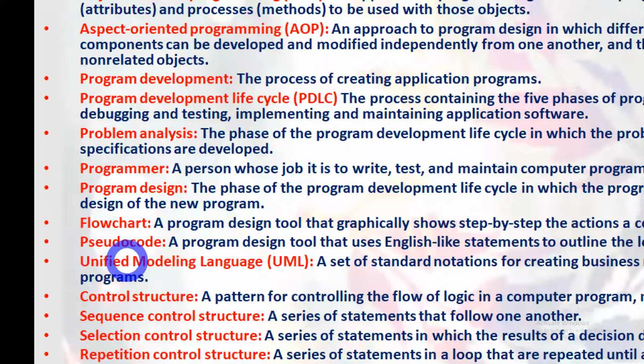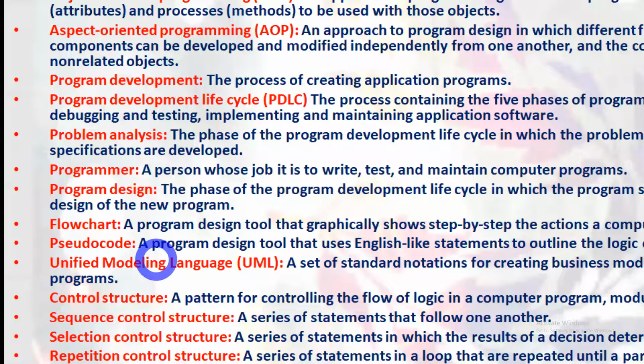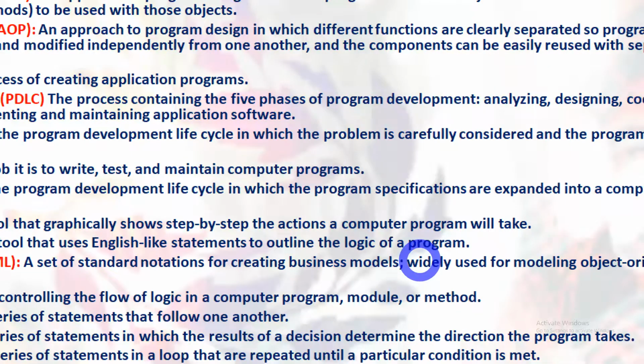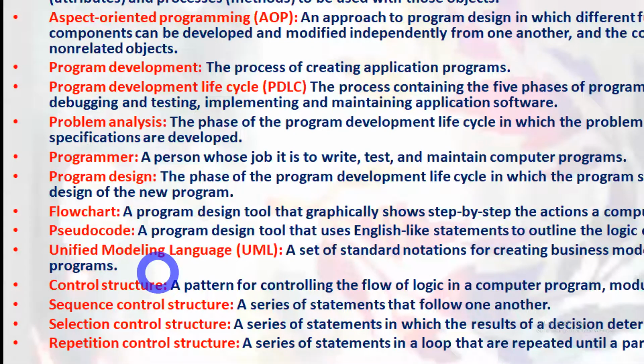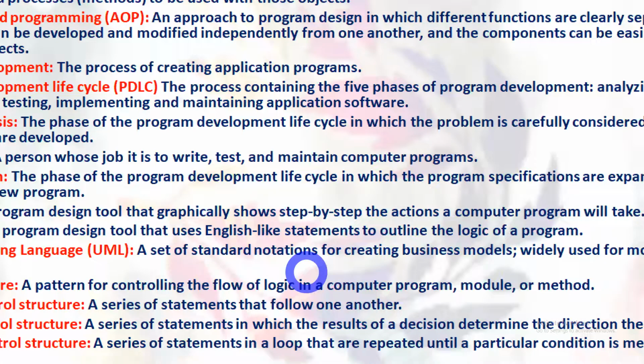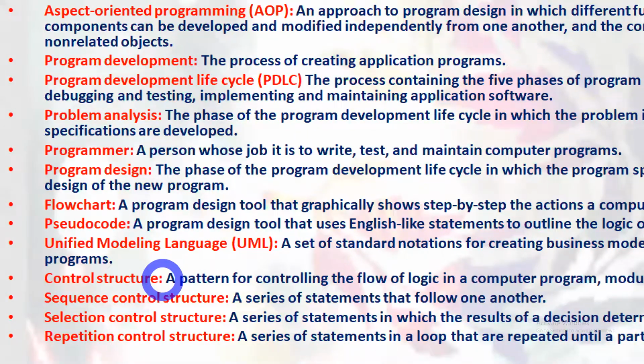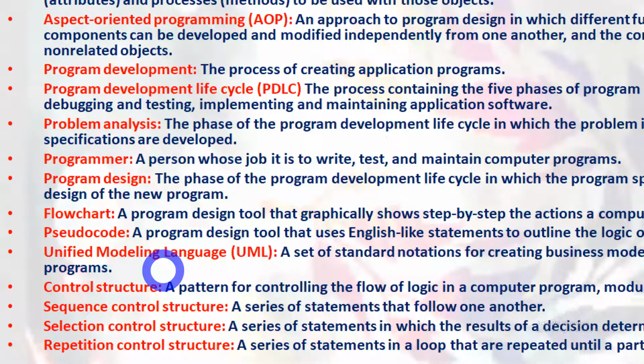Pseudocode: a program design tool that uses plain text, English-like statements to outline the logic of a program. UML, Unified Modeling Language: a set of standard notations for creating business models, widely used for modeling object oriented programs in real-world environments like software engineering. In the design phase, they use UML for the diagrammatic representation of class and object notations, whatever solution is provided for the given problem.